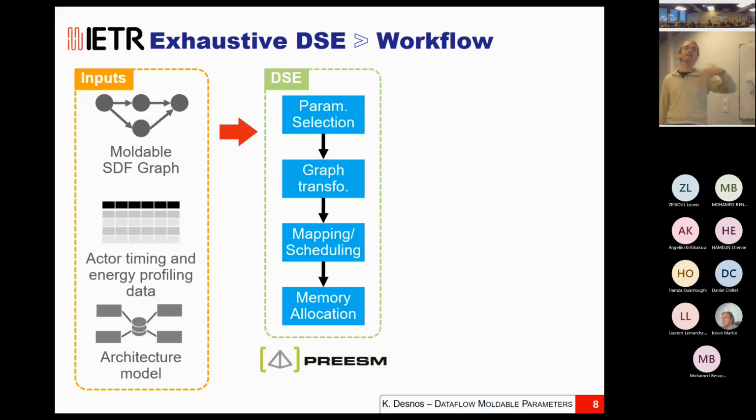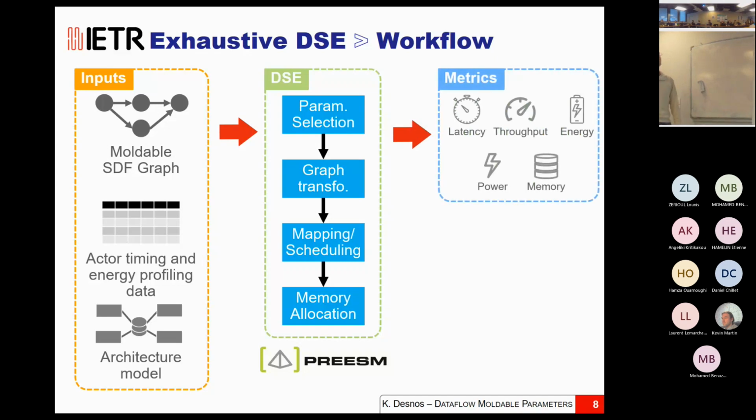I feed all of this to my design space exploration framework, which has first to find the best values or the set of values for the parameters of my graph, the moldable parameters. And then I have a classical workflow where I have to apply a certain amount of graph transformation to optimize the application. I do the mapping and scheduling, and I allocate the memory for my application. In the context of this paper, the framework that we have been using is the Prism framework, which is an open source framework that we develop in our team for data flow applications.